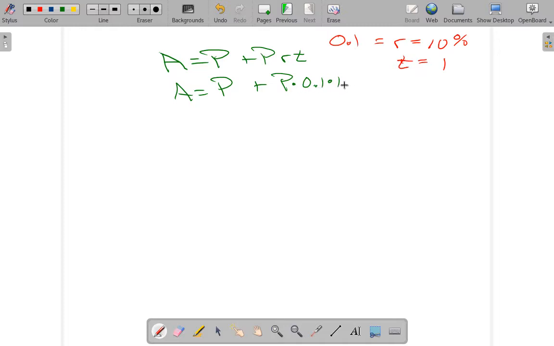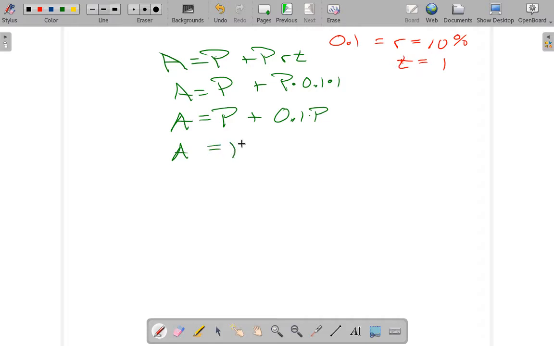Okay, well, 0.1 times 1 is 0.1. And oftentimes with variables, instead of writing P times 0.1, we write 0.1 times P. So I'm going to write this again. A equals P plus 0.1P. Now, another observation I can make. How many P's do I have here? Well, there's one of them. Okay, let's write that down.